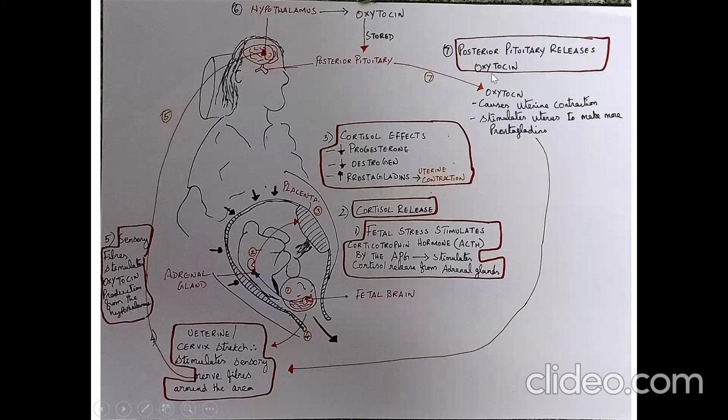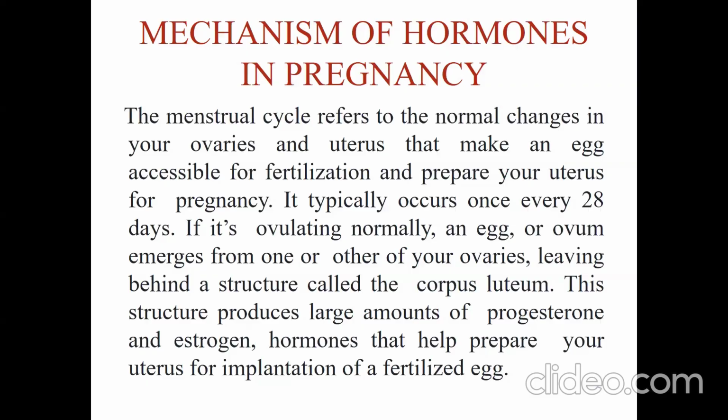And once oxytocin is released, it causes the uterine contraction and stimulates the uterus to make more prostaglandin. More pressure will be given to secrete the prostaglandin, which causes the pressure, and the baby will be coming out. Parturition happens. Mechanism of hormones in pregnancy. So this is very clearly explained.